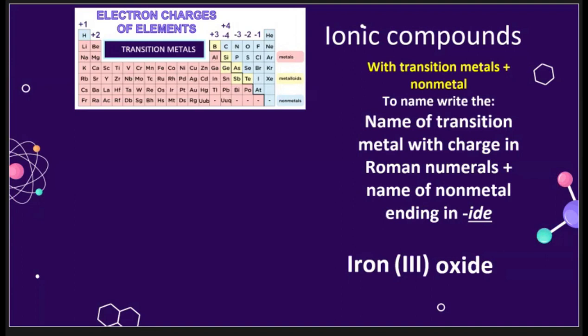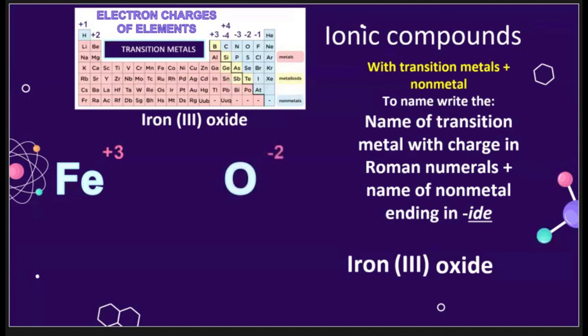Sabi ko kanina, nagbabago-bago yung charges ng bawat transition metal. So, iron is one of the transition metals. So, nag-iiba-iba siya depende sa kung ano yung kasama niyang element. So, to write the chemical formula of iron 3 oxide, first, identify the charges. So, sa pangalan pa lang, the iron has positive 3 charge, positive kasi metal siya. And oxygen, as you can see on the chart, oxygen has negative 2 charge.